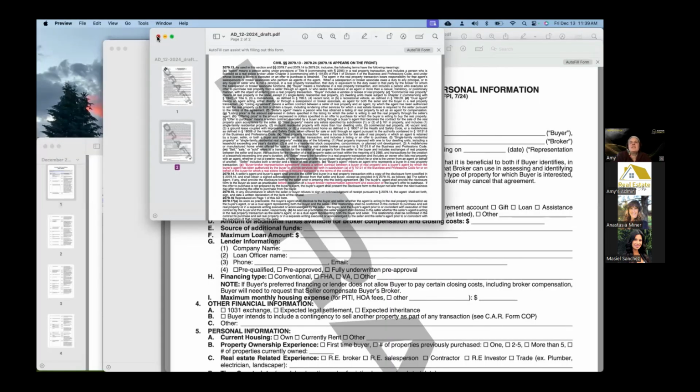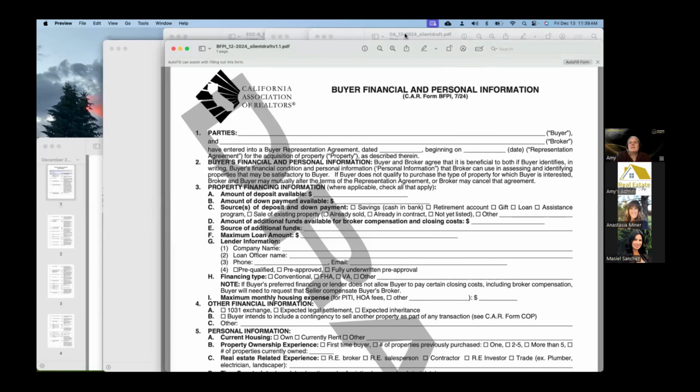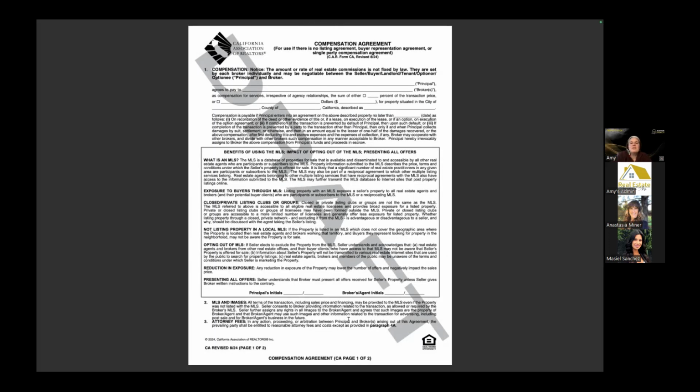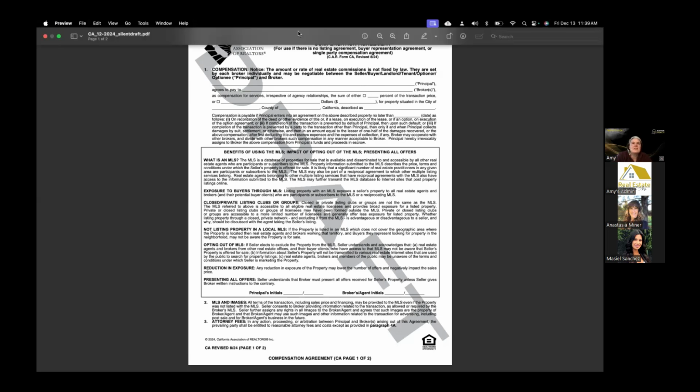Okay, so that's your agency disclosure. The next one, I believe, is the compensation agreement, so you would utilize this form. We did a whole lesson on these compensation agreements because they're a little bit tricky.